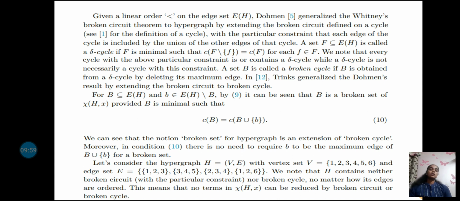Let us consider a hypergraph H = (V, E) with vertex set V = {1,...,6} and edge set E with edges {1,2,3}, {3,4,5}, {2,3,4}, {1,2,6}. We know that H contains neither a broken circuit nor a broken cycle, no matter how its edges are ordered. This means that no terms in H can be reduced by broken circuits or broken cycles.